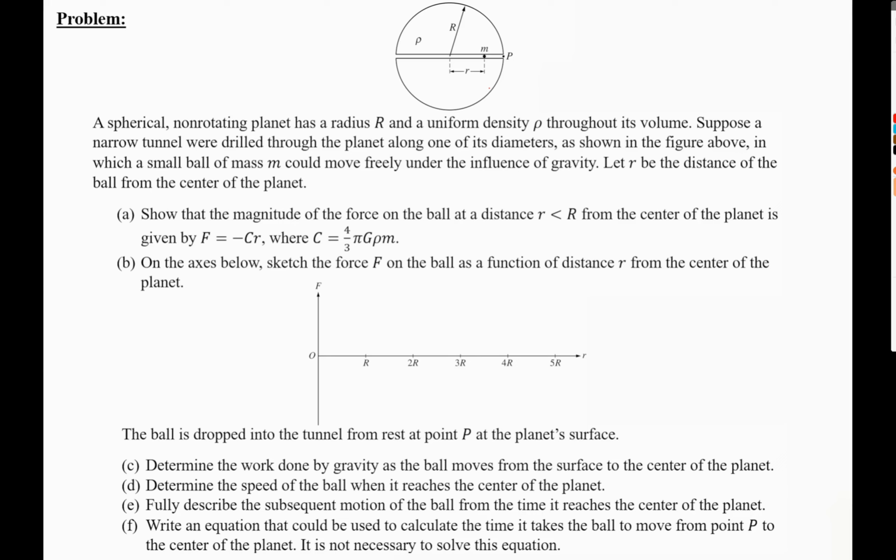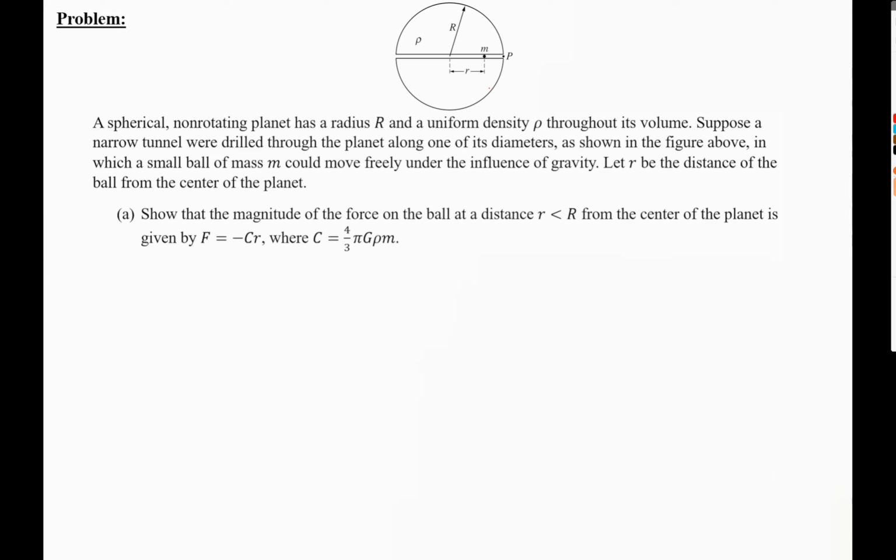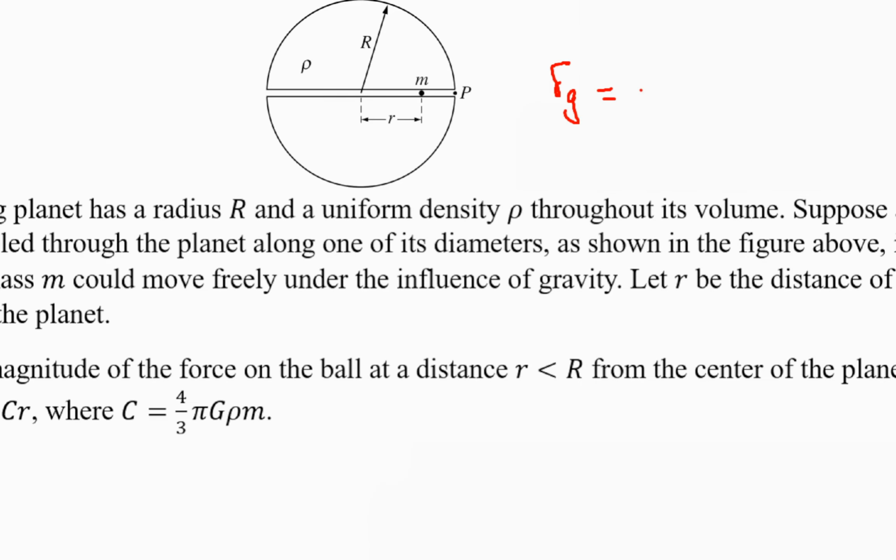In part A, we need to show that the magnitude of the force on the ball at a distance r less than R from the center of the planet is given by F equals minus c r, where c is a constant given by 4/3 pi G rho m. Now we know that the only way to determine this force is using Newton's universal law of gravitation, which is given by Fg equals GMm over r square. But now because we're talking about the pull of gravity inside the planet, this should be M prime, and M prime is the mass contained inside the radius r.